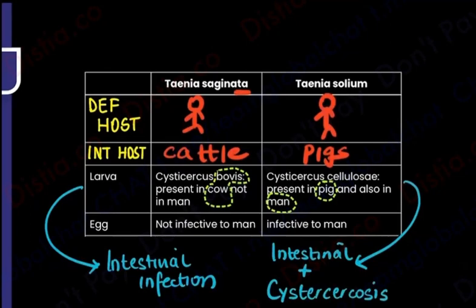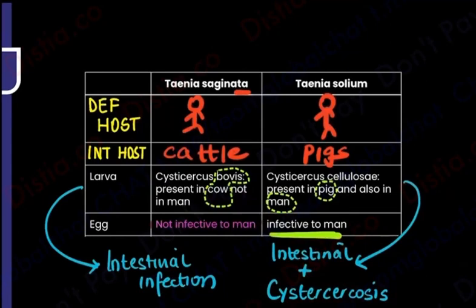Why ma'am? Why is this so? Both of them are Taenias, both of them are causing intestinal infection. Why is solium causing everything? Because the solium egg is also infective to us. The eggs that we will produce from these larvae and adults are also infective to us. Whereas for saginata, the eggs are not infective to us. So when the eggs are not infective, you will not have other organ involvements.